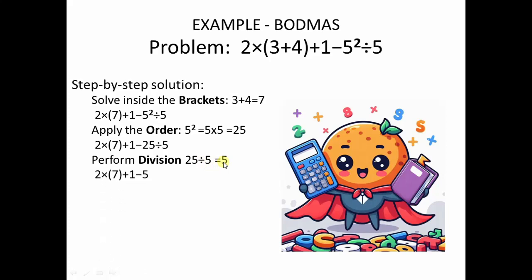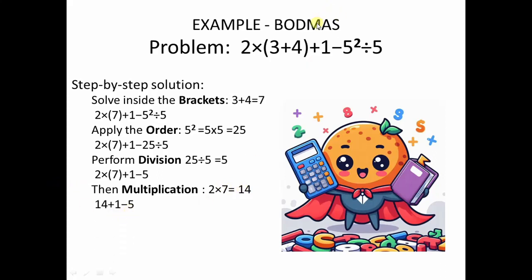So again write the equation: 2 multiplied by 7 plus 1 minus 5. Then the multiplication. So where is the multiplication over here? 2 multiplied by 7. So at this point, I'm removing the bracket. So 2 multiplied by 7 is 14. Again writing it down, 14 plus 1 minus 5.